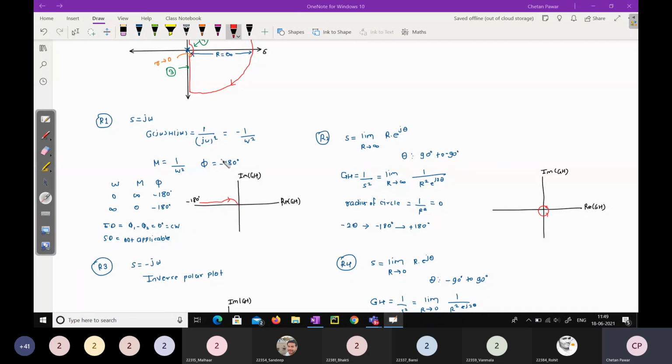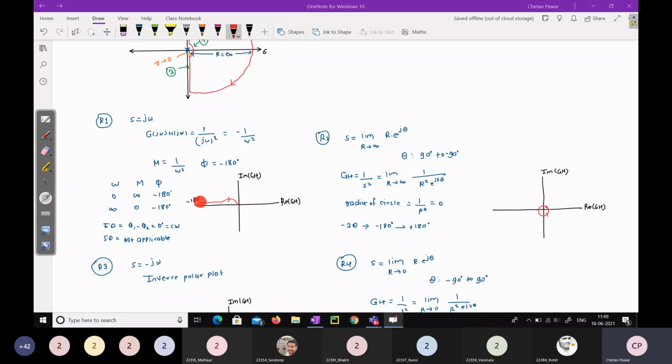Okay. So, and there are no finite poles also. Okay, only poles at origin is there. So no need of finding out the starting direction. So ending direction will be clockwise, starting direction will be also clockwise. Okay, so let us start drawing the polar plot.